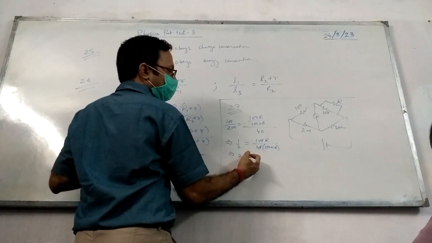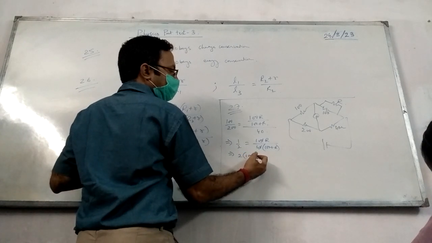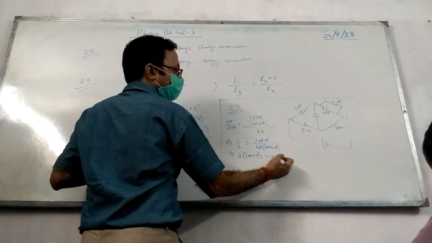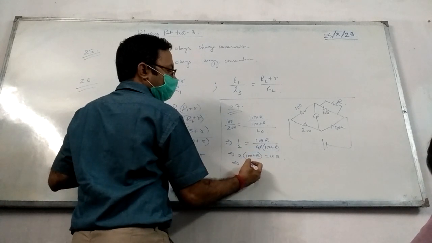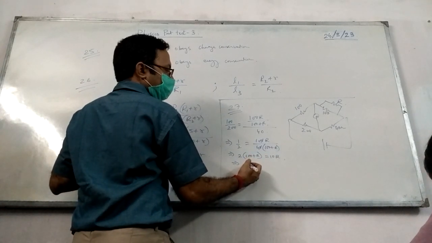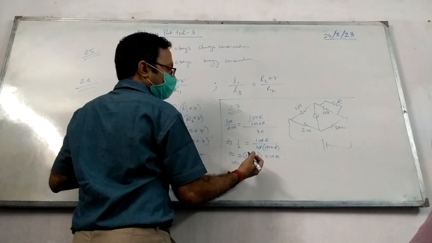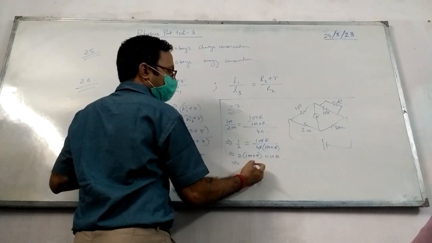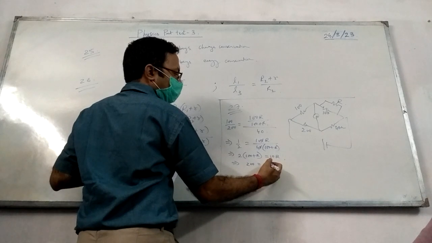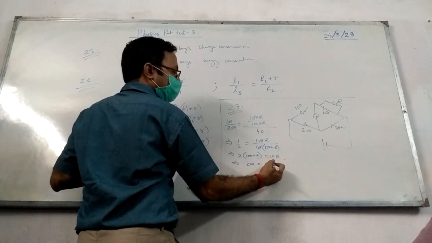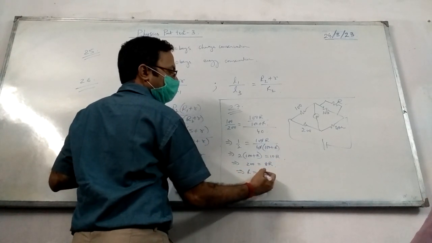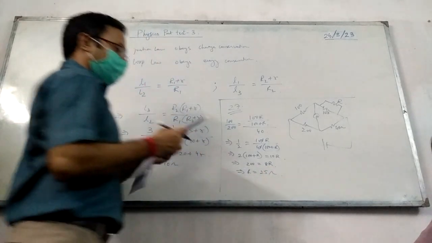So 200 plus R equal to 10R. So 200 equal to 8R. So R is equal to 25.